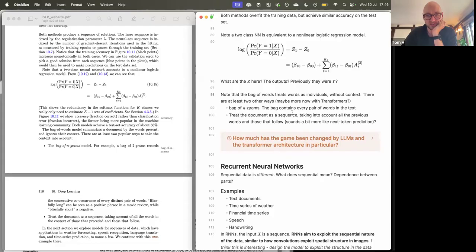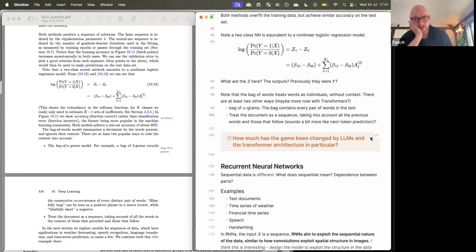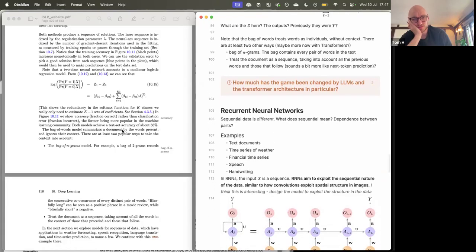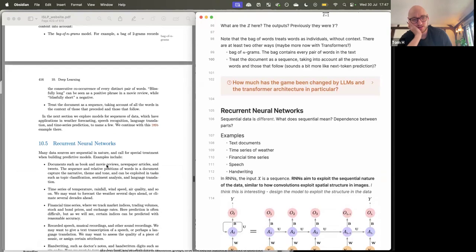Yeah, so this was sort of a general point in this section: we've talked about basically language models, but how much has it been changed by the transformer architecture? We touched on this last week, that the book was from July 23, this Python version, but obviously the original book was earlier than that, so they don't cover that. So we discussed covering something like transformers and attention next week, but we'll see. And I thought this section was interesting where it starts as if sequential data is something new, when it's just mentioned that text is sequential data or can be treated as sequential data.